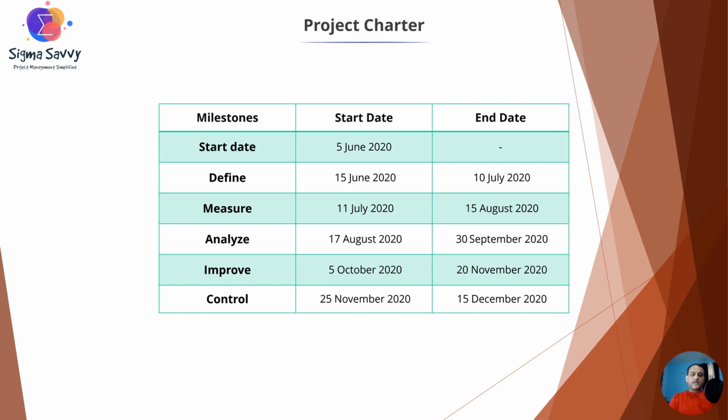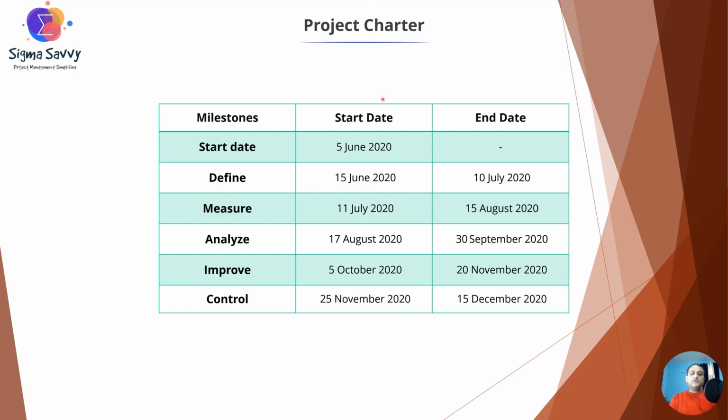Now let us look at the scheduling part of a project charter that mentions the milestones. In the milestones, the first column talks about the various phases: the project start date, define, measure, analyze, improve and control. The 5 other phases, considering this is a Six Sigma project. The milestones may be different for different methodologies.